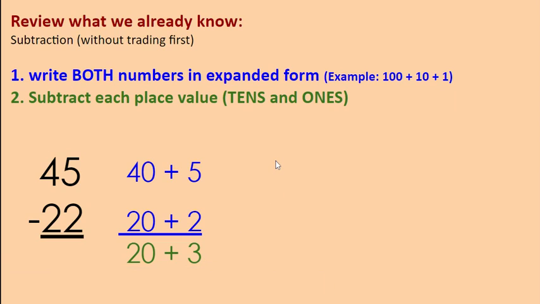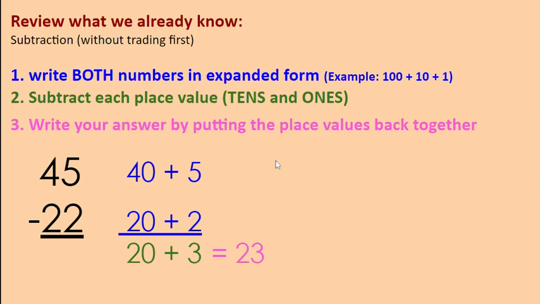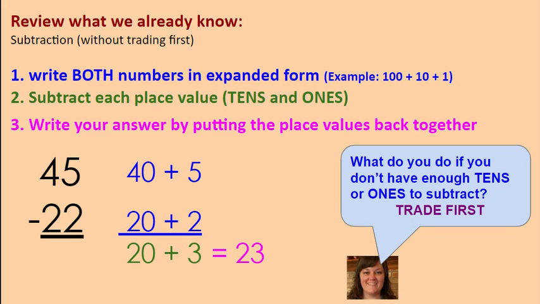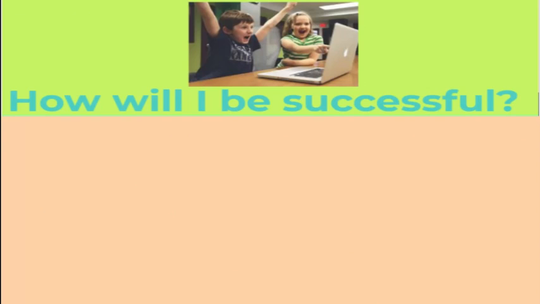Once you have subtracted both place values, the final step is to write your answer by putting the place values back together. 20 plus 3 equals 23. But what do you do if you don't have tens or ones to subtract? If you don't have enough, you have to trade first. Here is how you will be successful.